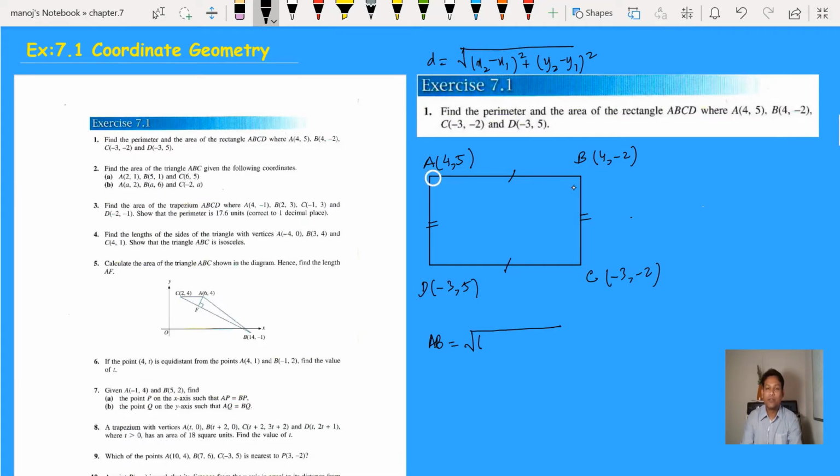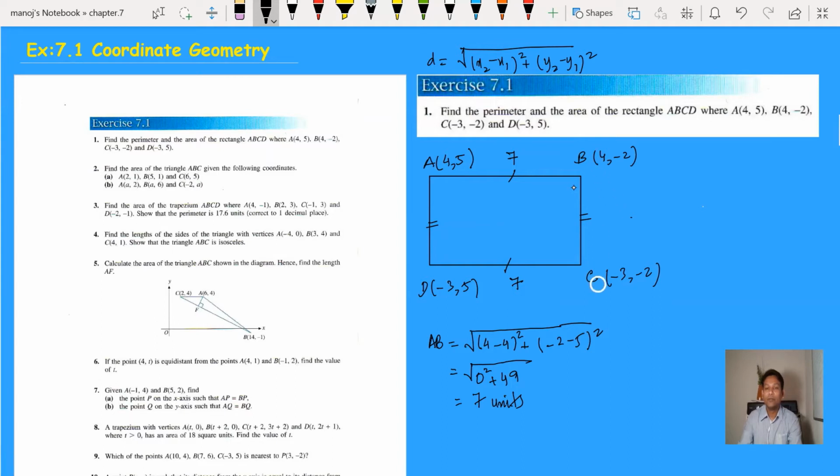When I want to find the distance of AB, 4 minus 4 is 0. I'm just showing the step here, and minus 2 minus 5, whole square. So 4 minus 4 is 0, square is 0, and plus minus 2 minus 5 is minus 7, minus 7 square is plus 49, and the root of 49 is 7 units. So this is 7 and this is also 7, the same.